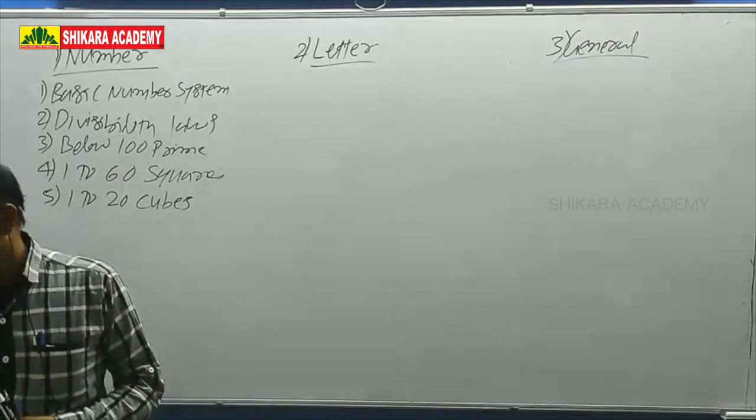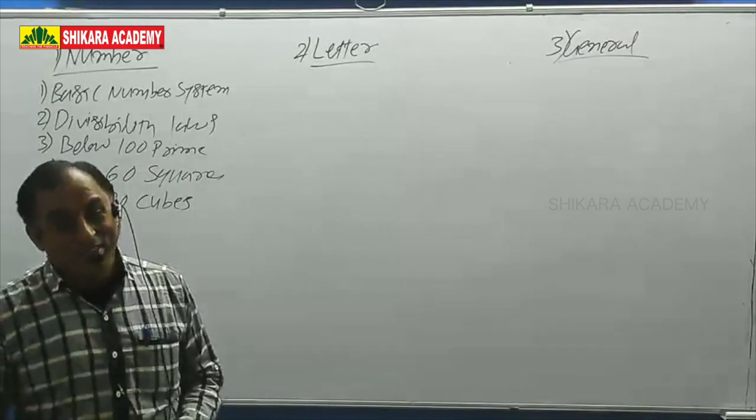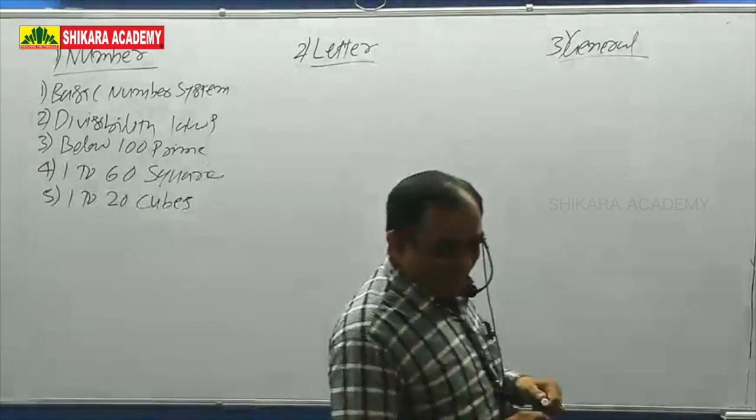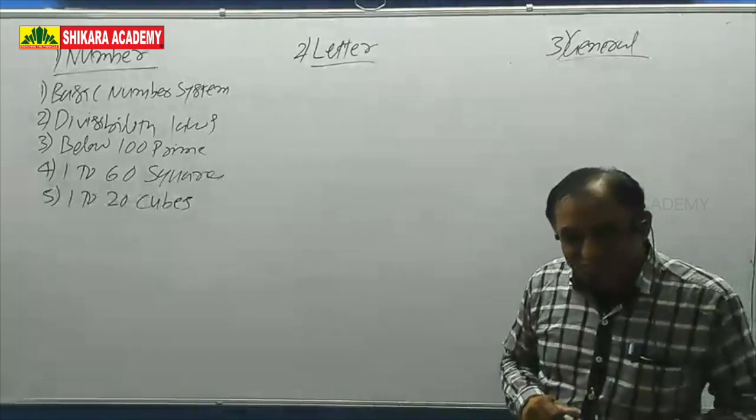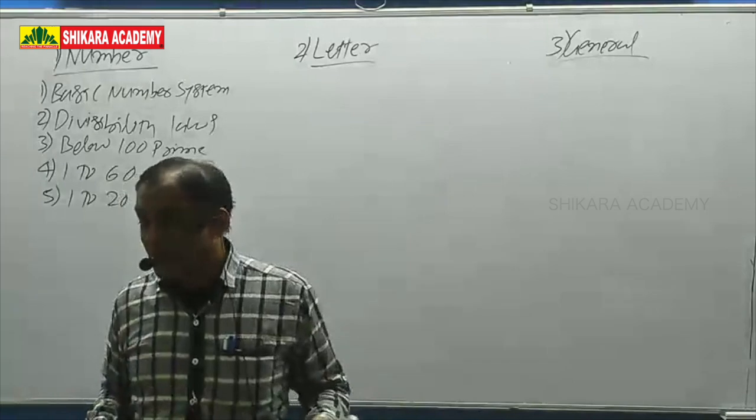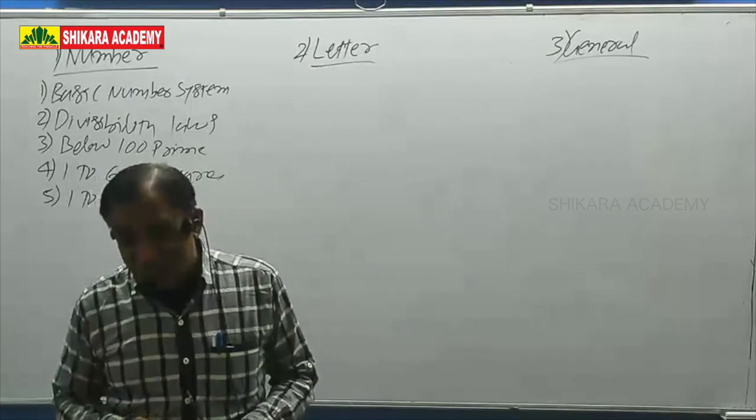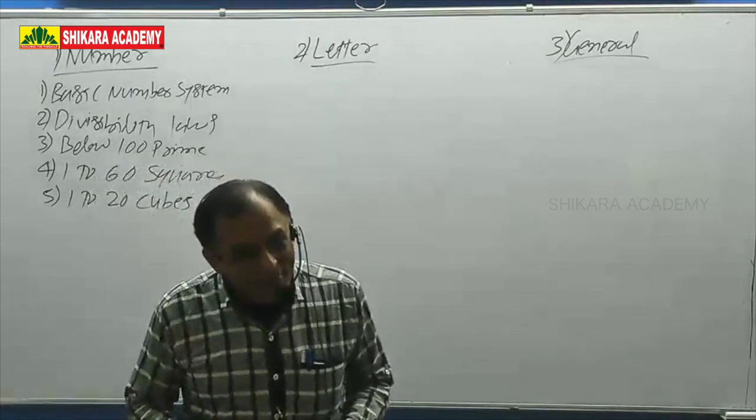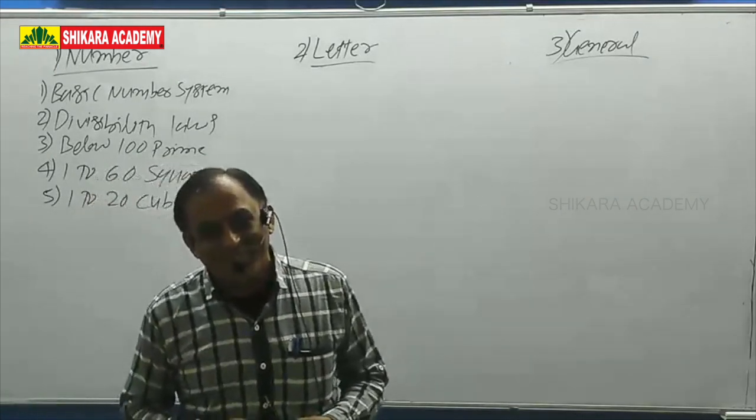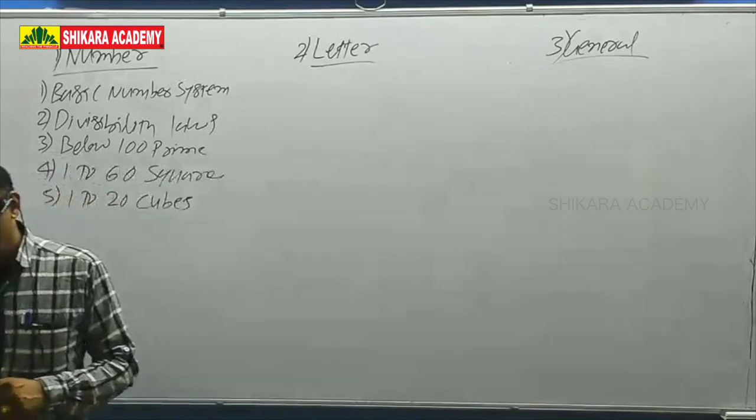1 cube is 1. 2 cube is 8. 3 cube, 4 cube, 5 cube is 125. 6 cube is 216. 7 cube is 343, not 143. 8 cube is 512. 9 cube is 729.